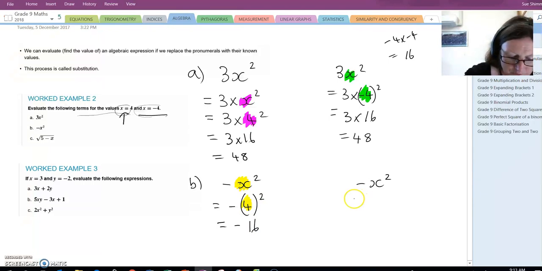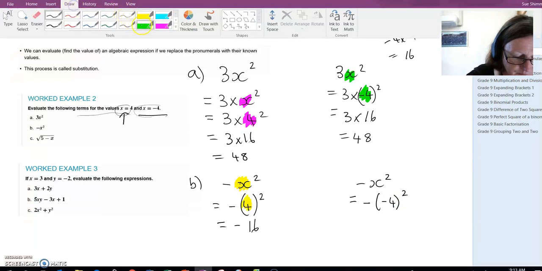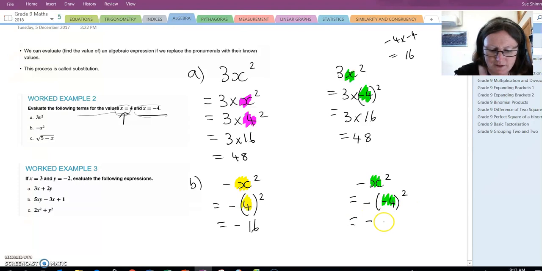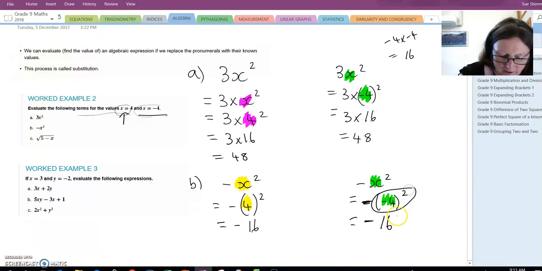The next example, it's negative x squared. Now instead of x, we are going to put negative 4 and square that. So what I've done, instead of x, I've put negative 4. So it's negative, and negative 4 squared is 16, so it's negative 16. So this negative comes here, the answer to that bit is negative 16.